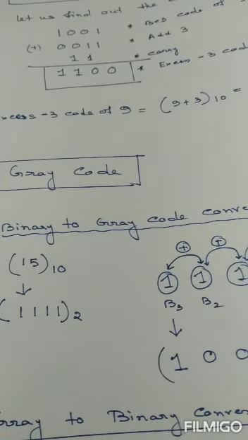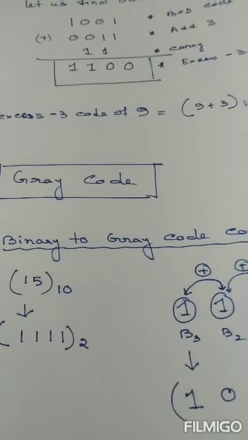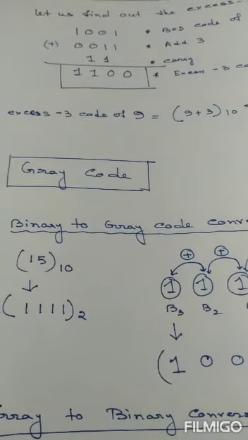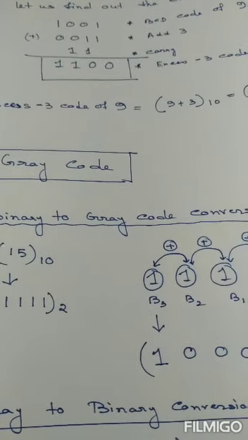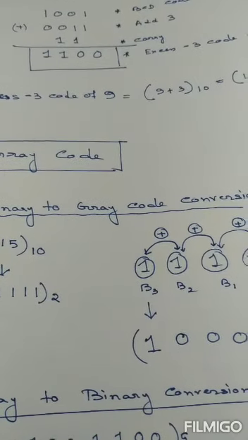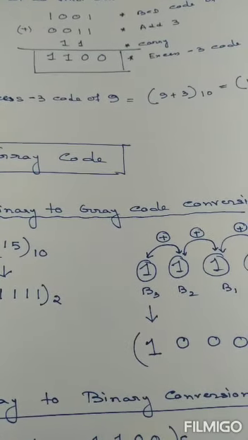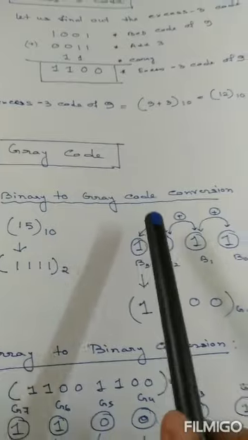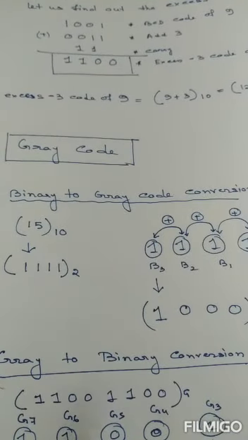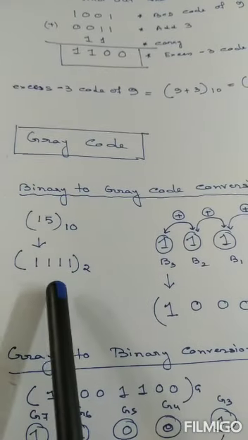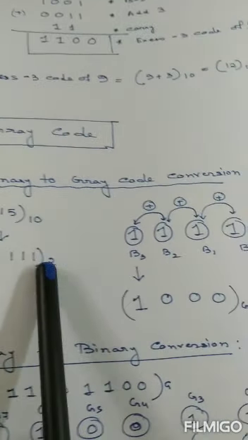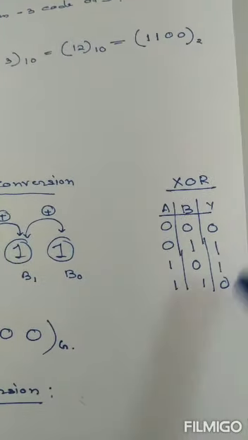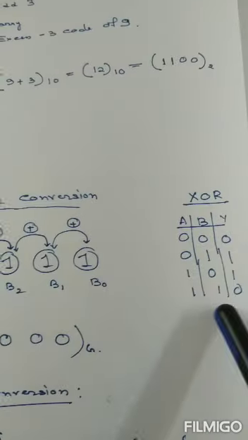Now gray code. First of all, what is a gray code? Gray code is a 4-bit numeric code. The decimal numbers 0 to 15 are represented by 4-bit binary code. This code is also known as unit distance code because two consecutive codes differ in only 1-bit position. We'll take an example, that is binary to gray code. How can we do this? Suppose 15 is a decimal number. First convert this number to binary form, that is 1111. Then we use the truth table of XOR.